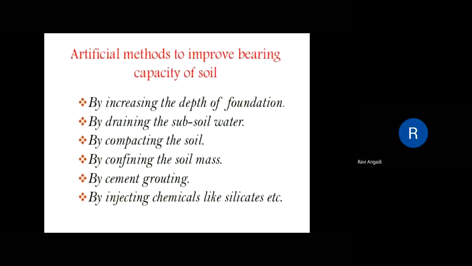The bearing capacity, and this one is very important: the artificial methods of improving the soil bearing capacity. You can improve it by increasing the depth of foundation, by draining the subsoil water, by compacting the soil, confining the soil mass, cement grouting, and by injecting chemicals like silicates and so on. These are the artificial methods.